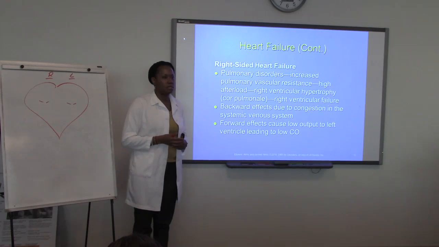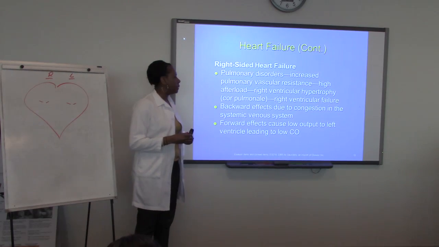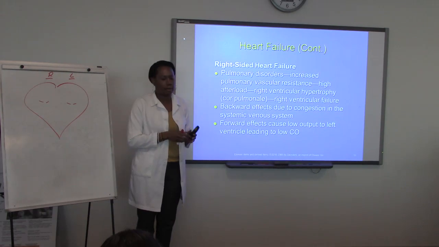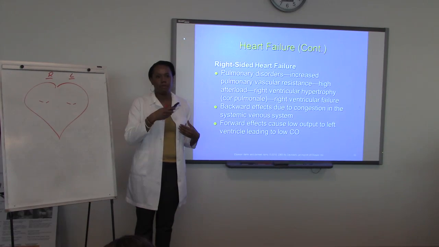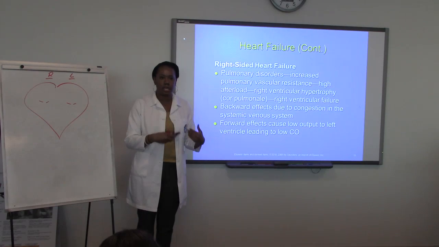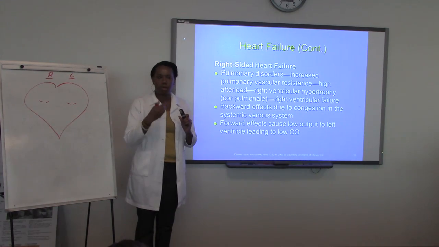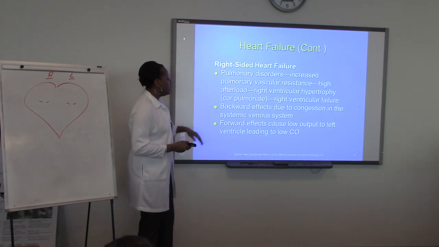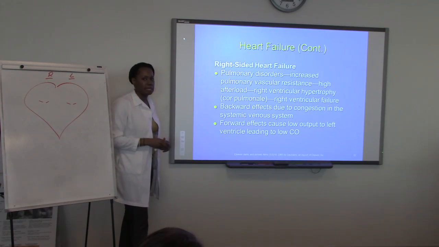And whether that is a respiratory condition or a cardiac condition, that's how you would call it cor pulmonale. Now, if someone just has right-sided heart failure because maybe a valvular issue or something else is going on with that particular side of the heart, you don't use cor pulmonale in that term, but cor pulmonale is the one secondary to something else. So, the backward effects are due to congestion in the systemic venous system.